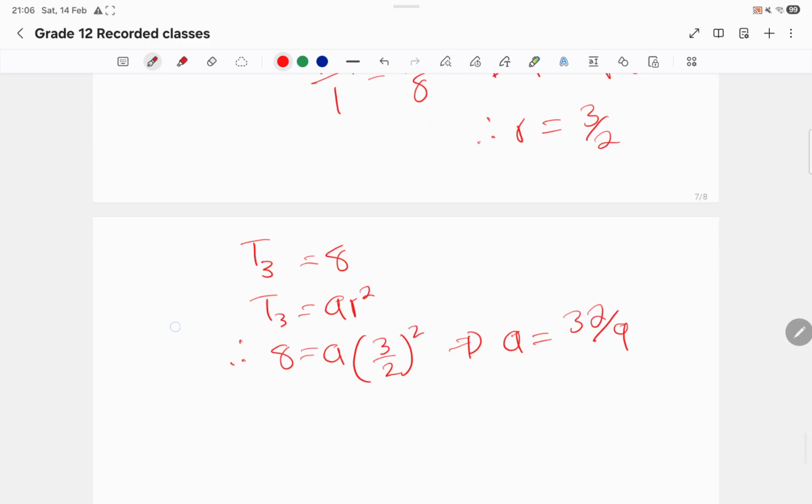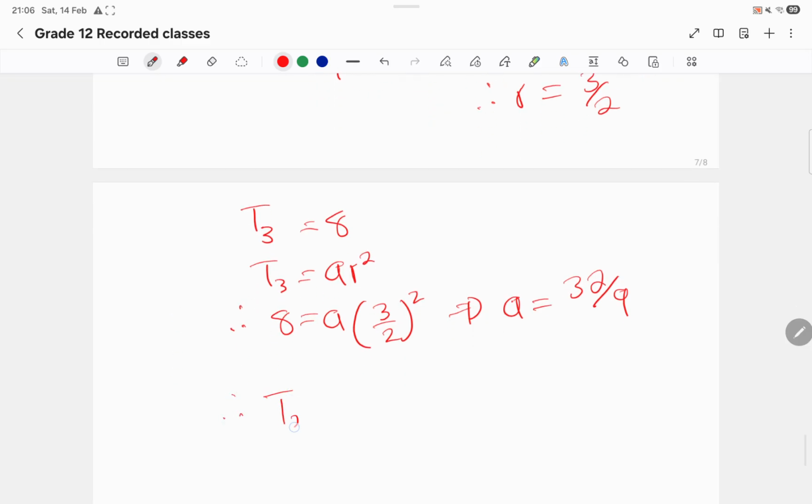And then now you are able to get what? Your T2, because your T2 is basically AR, which is what? What's our A? 32 over 9 times R. R is 3 over 2. So that will give you T2 as 16 over 3.